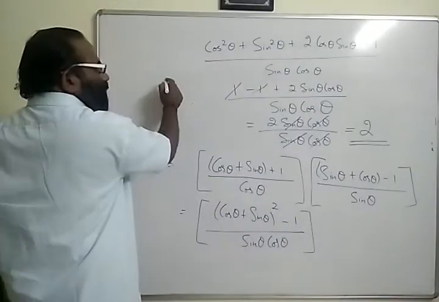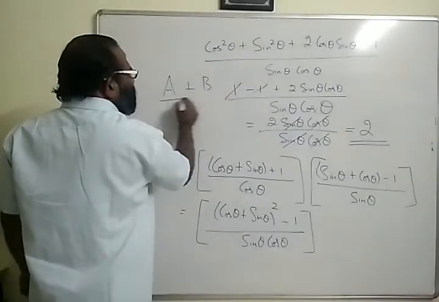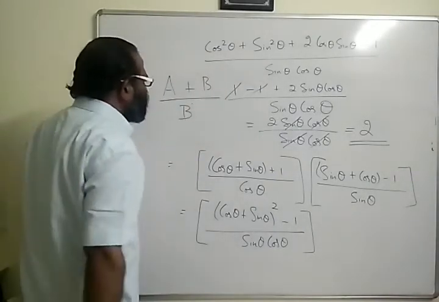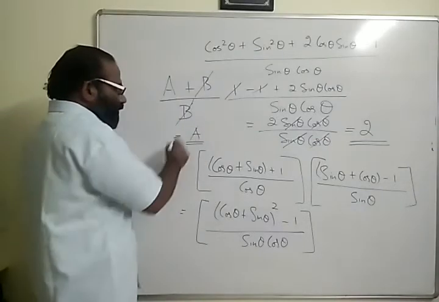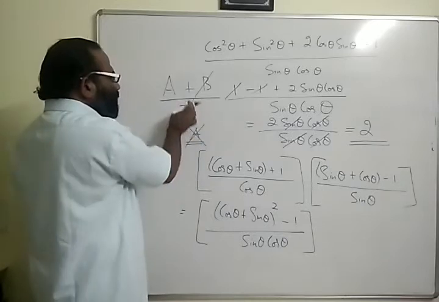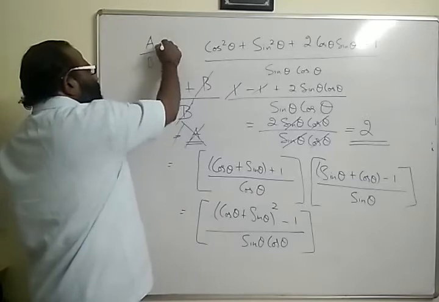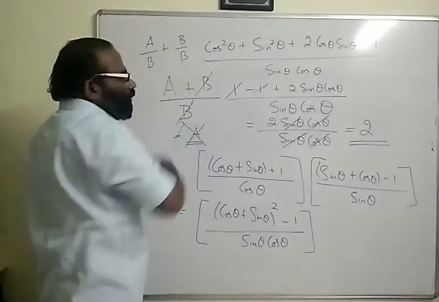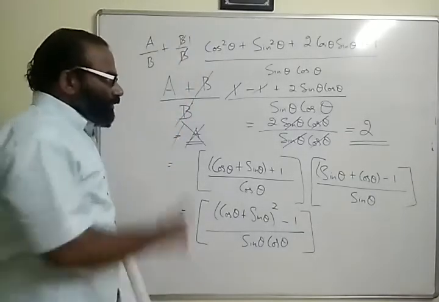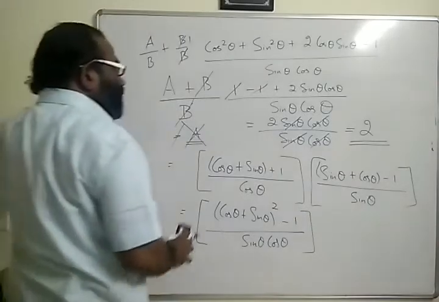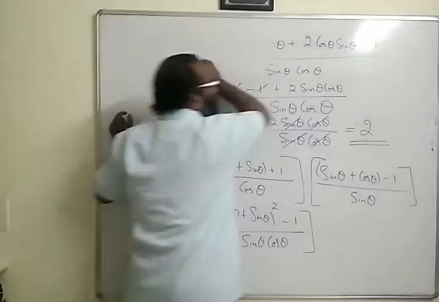I have seen many students doing a mistake like this. Suppose I get a plus b by b. I can see them cancelling this and this straight away and writing the answer as a, which is not correct. This is wrong because the b is both for a and b. So this becomes a by b plus b by b, and only then should you do the cancellation. So this is a very common mistake I see many students do. So please keep that in mind and don't commit that mistake.